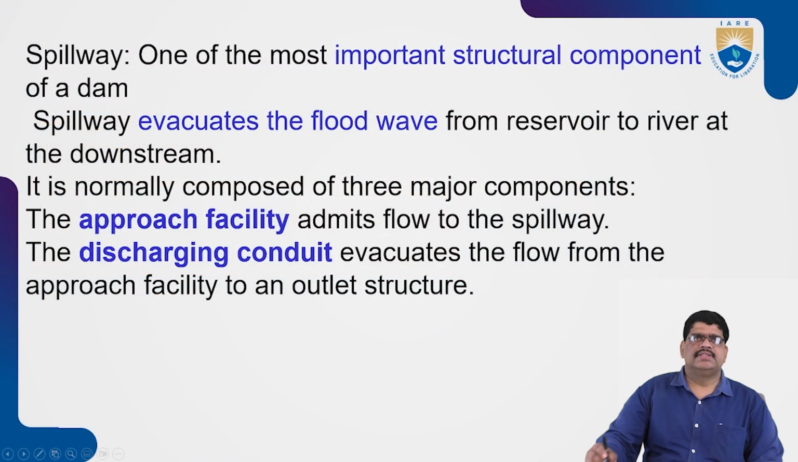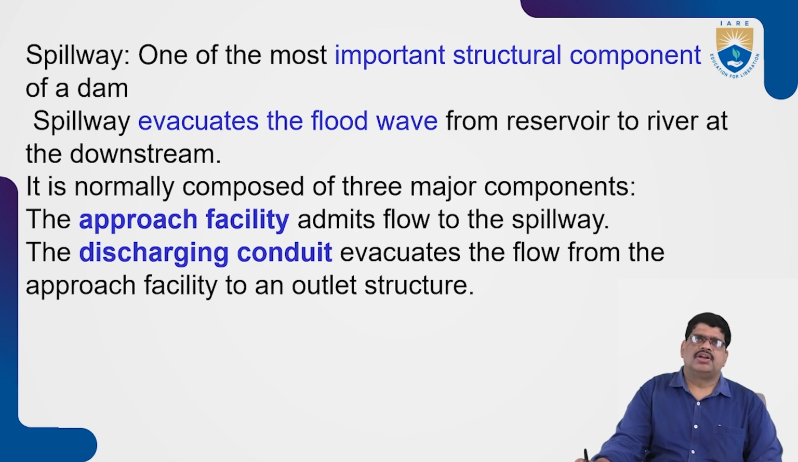A spillway is one of the most important structures, a component of the dam. A spillway can excavate the flood wave from the reservoir and send it to the downstream side. Normally there are three major components of the spillway. First is the approach facility, which gives facilities to the water approaching and entering the inflow of the dam.